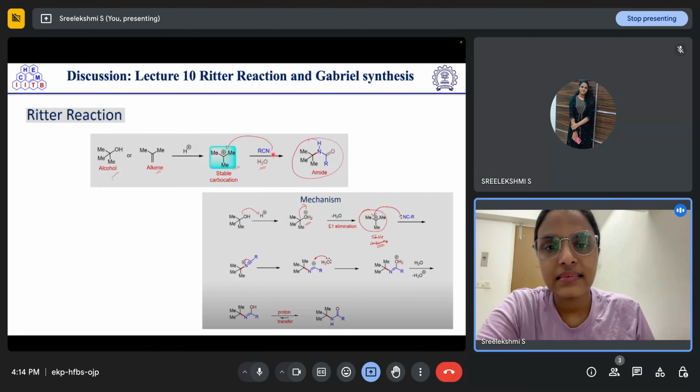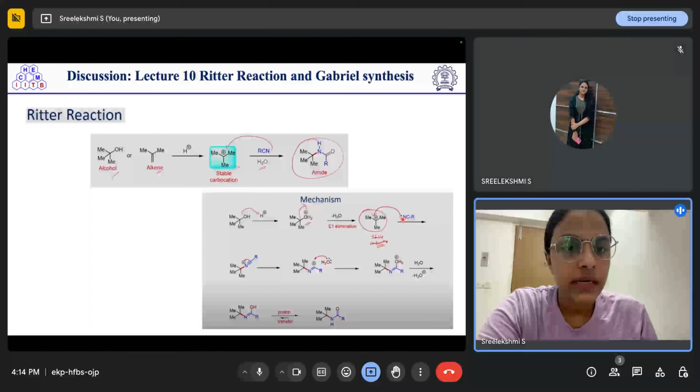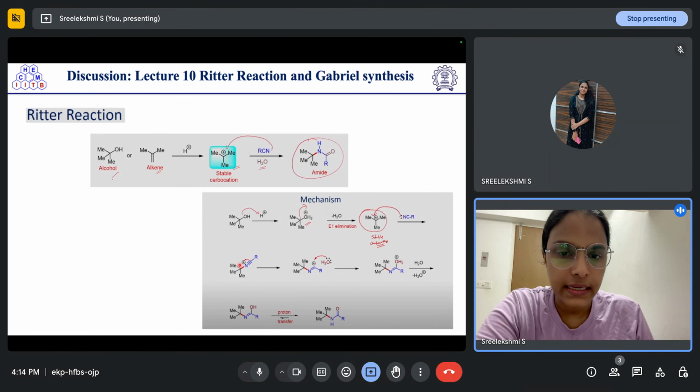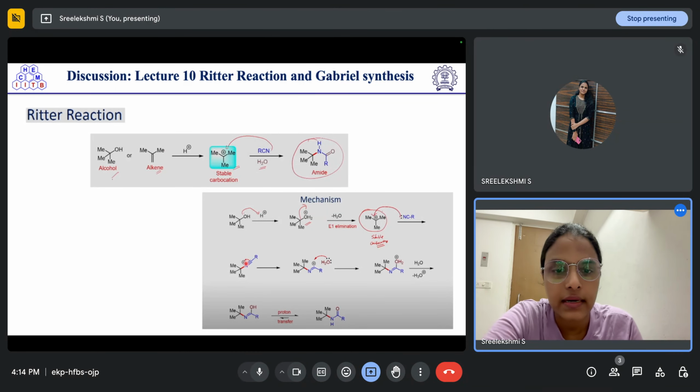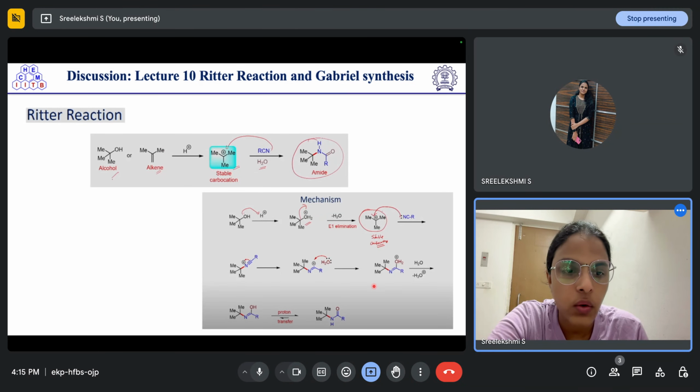Since we are using the nitrile compound, the lone pair of nitrogen can attack this positively charged carbocation to form this intermediate. Then the carbon-nitrogen bond shifts to stabilize the positive charge on nitrogen, thereby forming a carbocation. Then one molecule of water, which we are also using in the reaction medium, attacks this carbocation to form this compound. Then proton transfer occurs, where one proton leaves as H3O+ in the presence of water, and we get this.